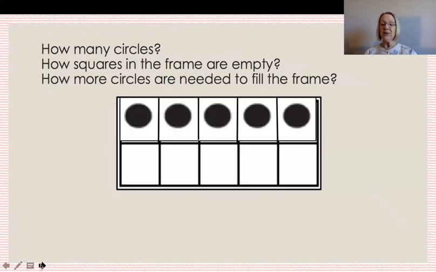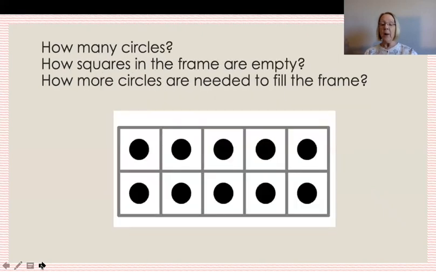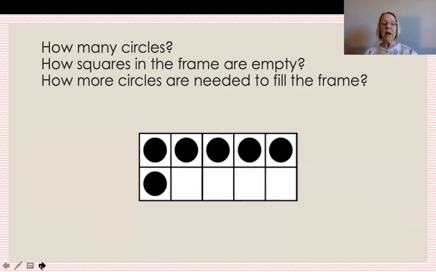How many circles? 5. How many squares in the frame are empty? 5. So how many more circles are needed to fill the frame? 5. So 5 plus 5 is 10. How many circles? 10. How many squares in the frame are empty? 0. So how many more circles are needed to fill the frame? 0.